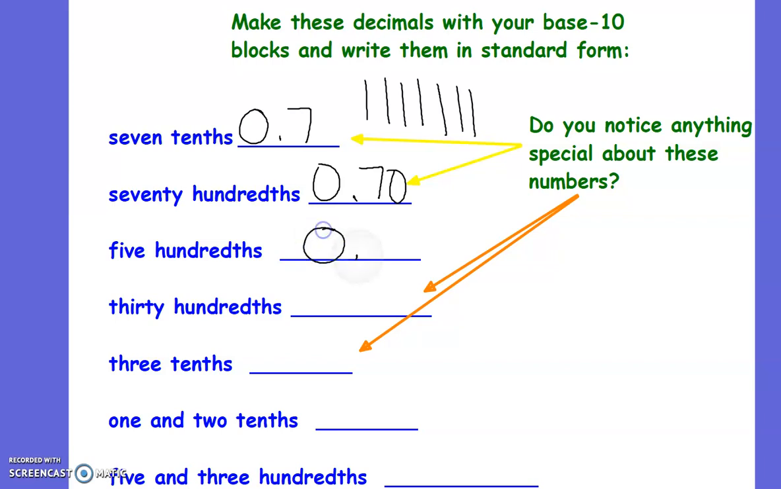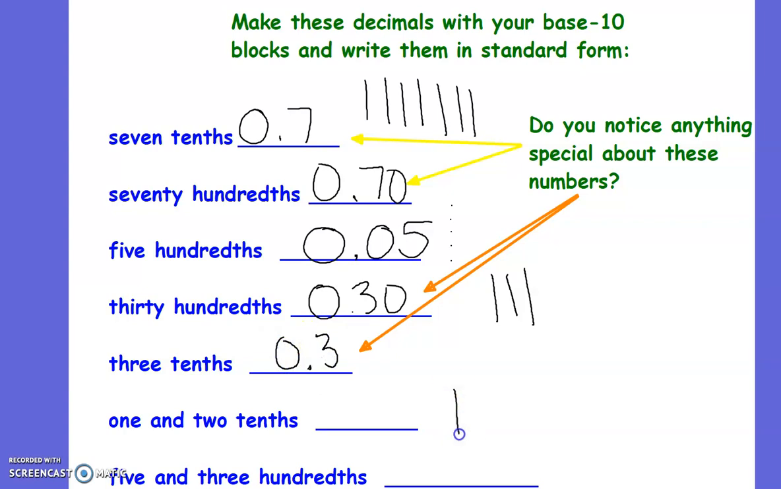5/100 was on the last slide, 0.05, and that would be 5 units. 1, 2, 3, 4, 5. 30/100, that would be 10, 20, 30, 3 rods, 0.30. And 3/10 is also 3 rods. So 30/100 and 3/10 are equivalent.